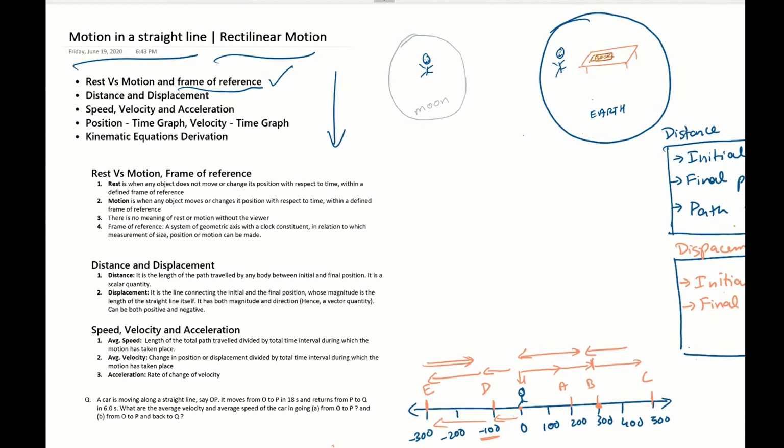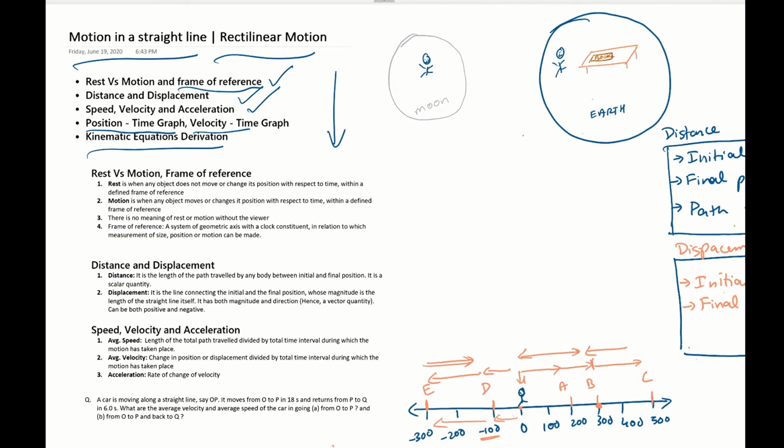Once we have that nailed down, we'll look at how we measure how much an object is moving by understanding the concepts of distance and displacement. After that, we'll look at how to measure how fast an object is moving by understanding the concepts of speed, velocity, and acceleration. Once we have those variables defined, we will look at how these variables change with respect to time, specifically looking at velocity-time graphs and position-time graphs. And we'll use those graphs to derive the kinematic equations.